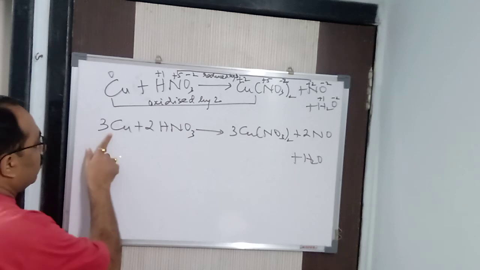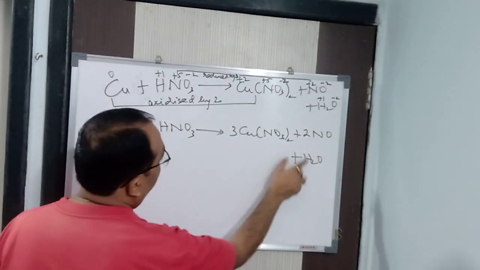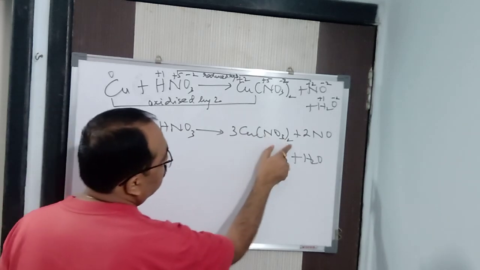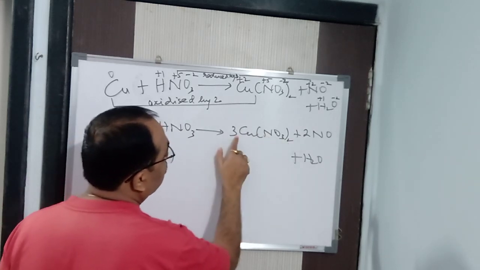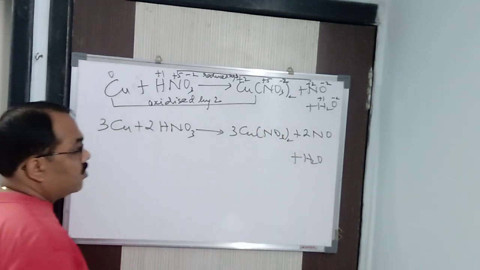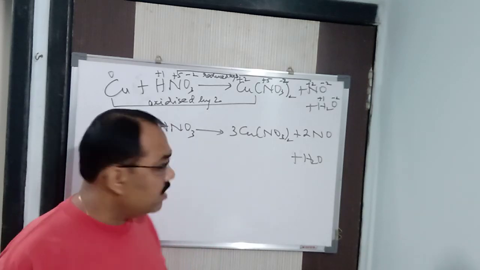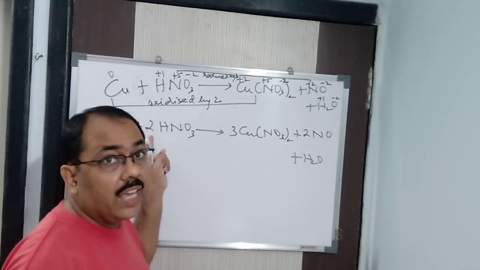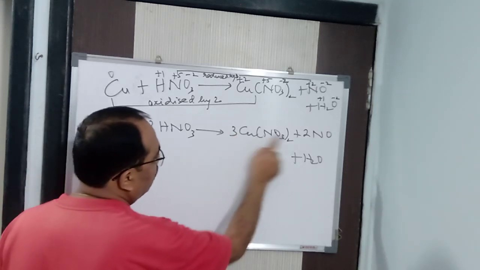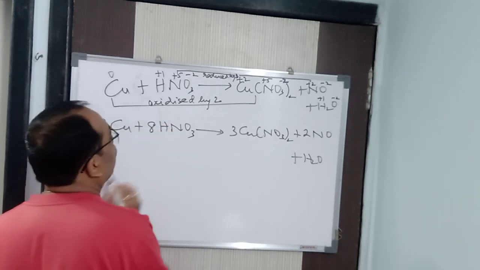Let us see whether it's balanced or not. 3Cu balanced. 2 hydrogen balanced. Then nitrogen: here it is 2 into 3, 6 nitrogen, plus 2, 8 nitrogen together. Should I put 2 or should I put 8? Definitely I should put 8 now, because here you got 2 times 3 is 6 plus 2, that is 8. So why should I put 2 here? I will rub it and I will put 8.